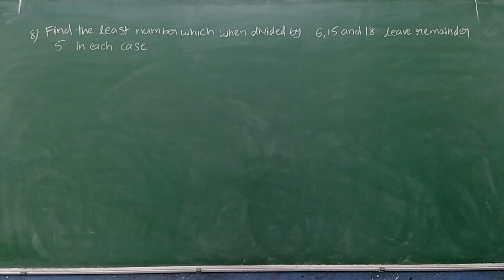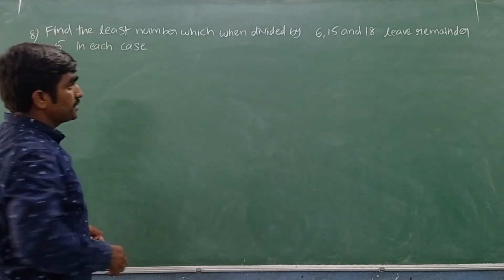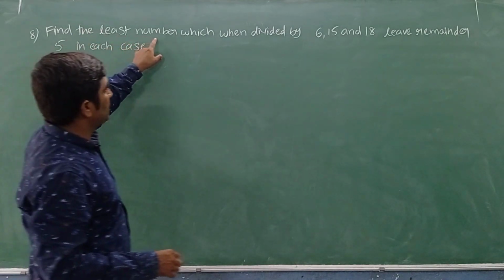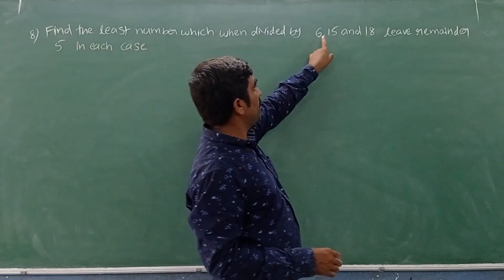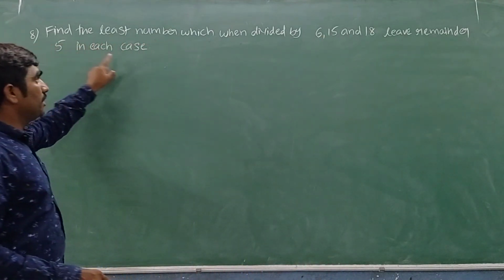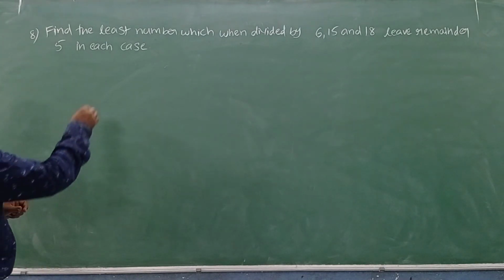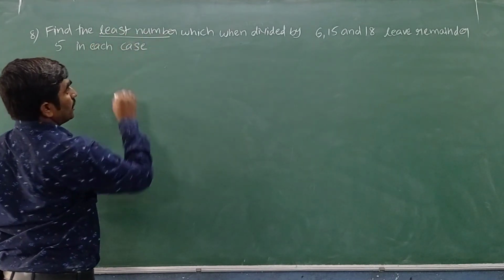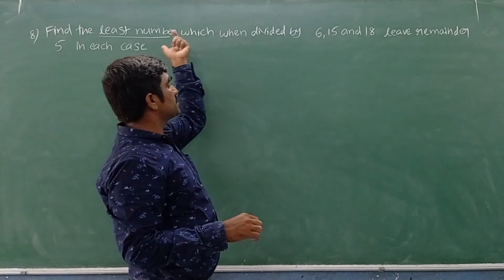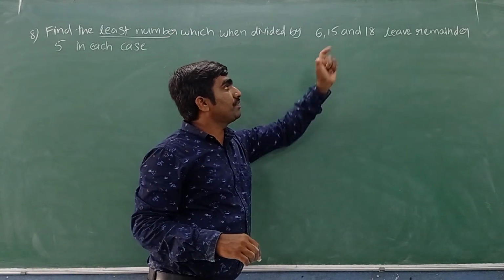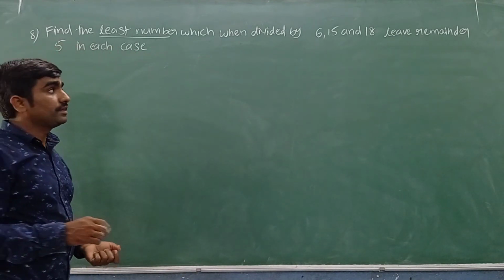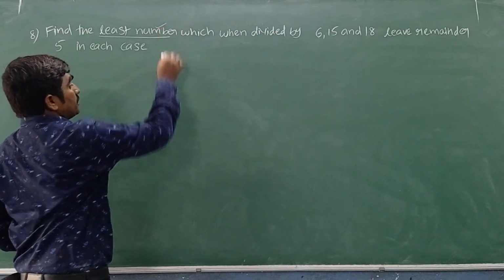Okay, children. Let's see one more example, one more application based on the LCM concept. Eighth one. Find the least number which, when divided by 6, 15, and 18, leaves remainder 5 in each case. What are they asking? Find the least number. When I divide that least number with any one of these numbers, it is going to leave the remainder 5.